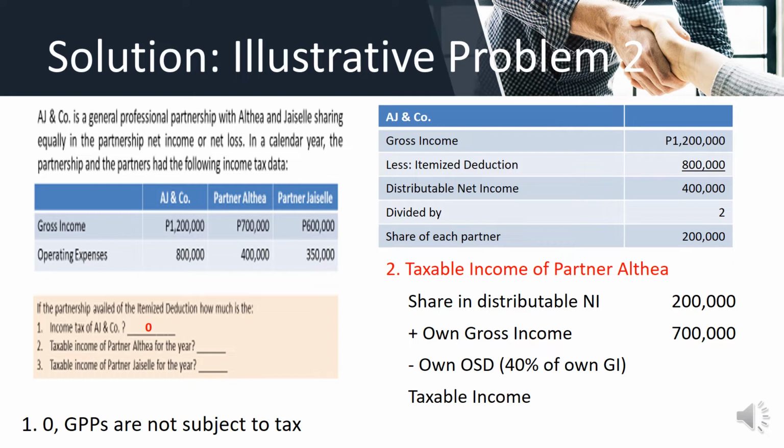40% of the own gross income. So 40% times the own gross income of Althea na 700,000. So, 700,000 times 40% will make you arrive at 280,000. 700,000 times 0.4. So, therefore, taxable income of partner Althea will be 200,000 plus 700,000 minus 280,000, which will make you arrive at taxable income of 620,000. And that is our answer for number 2.